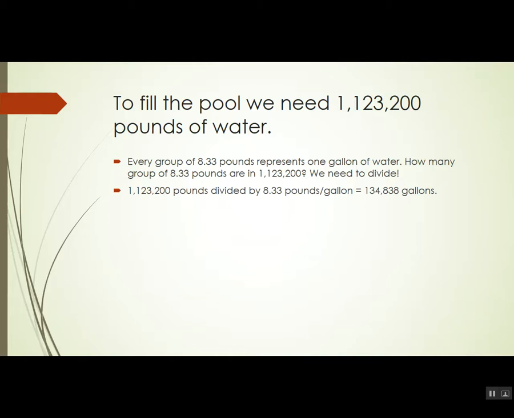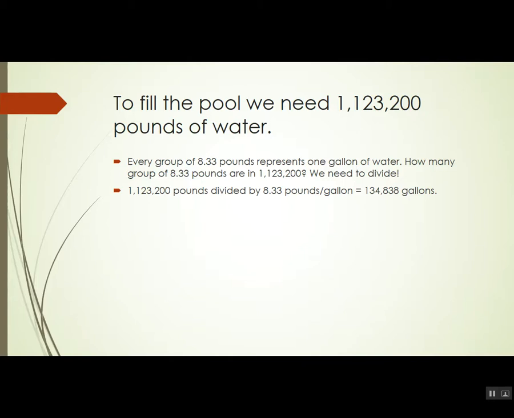Okay, now each gallon is 8.33 pounds. Do we multiply or do we divide? Students often stumble here because they're not thinking hard enough about what it means and why it works. Every section, every group, every bit of 8.33 pounds of water represents 1 gallon. So what we're asking is, how many 8.33 poundses are there in 1,123,200? We need to divide. Every bit of water that weighs 8.33 pounds is 1 gallon, so we want to know how many of those there are in 1,123,200.